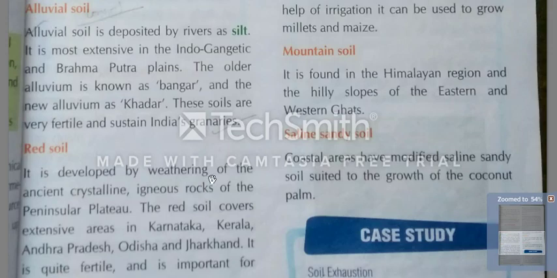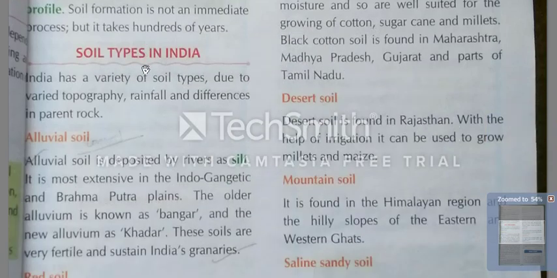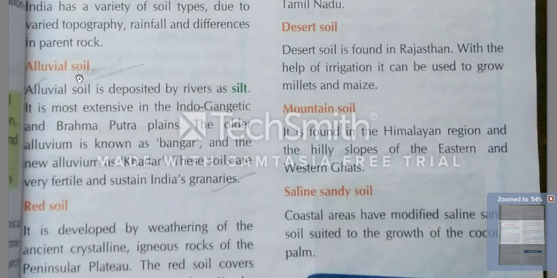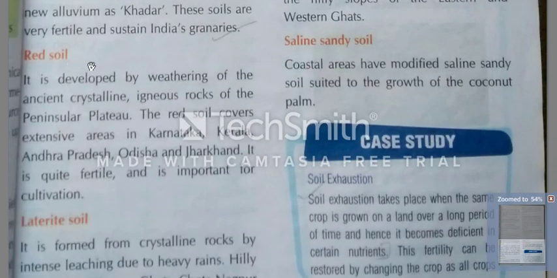In the previous video, I explained the factors that affect the climate and soil formation, and we also started soil types in India. Today we will see the remaining soil. Alluvial soil we have seen, and you have already seen the video I played at the start, which will be very helpful for understanding. Alluvial soil we have seen, Bangar and Khadar, and today we will see red soil.